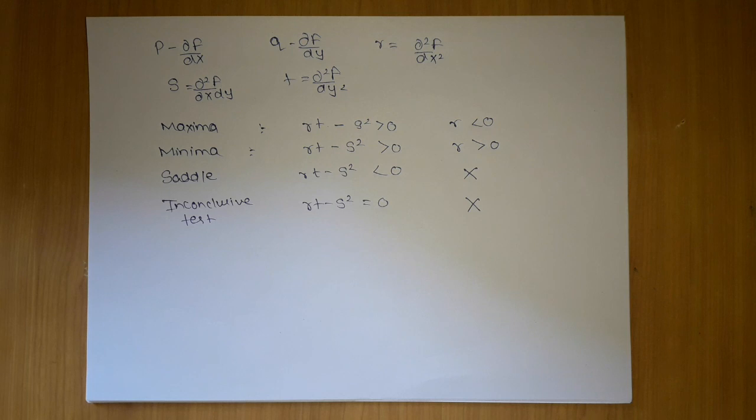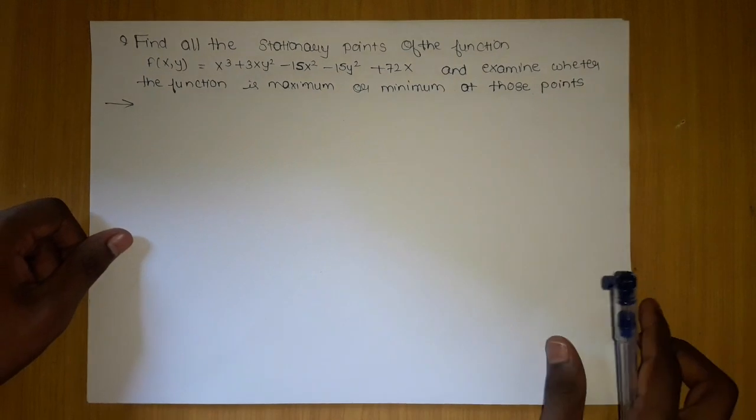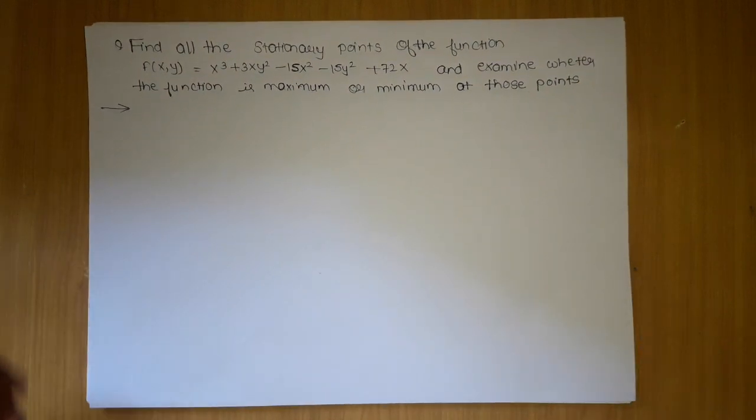So in this session we will take some questions for your understanding, then we will end the session, because the theory part takes time to digest, but the questions will be very simple, that I can guarantee for this session. So the question is as follows. The first question which we are going to encounter says: find all the stationary points of the function f of x comma y equals x cube plus 3xy square minus 15x square minus 15y square plus 72x, and examine whether the function is a maxima or minima at those points.